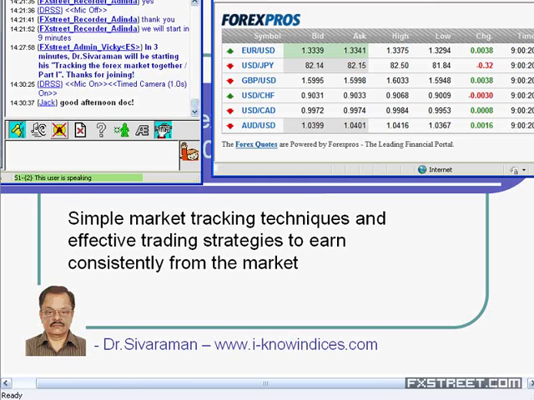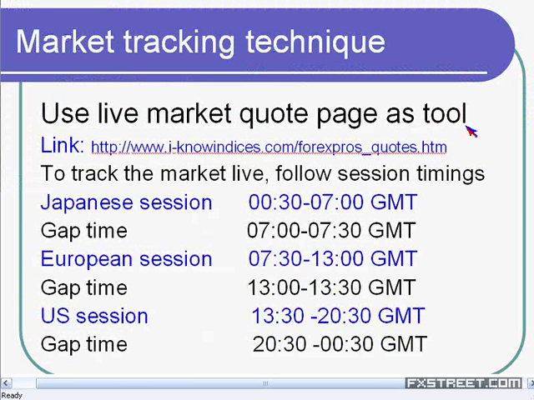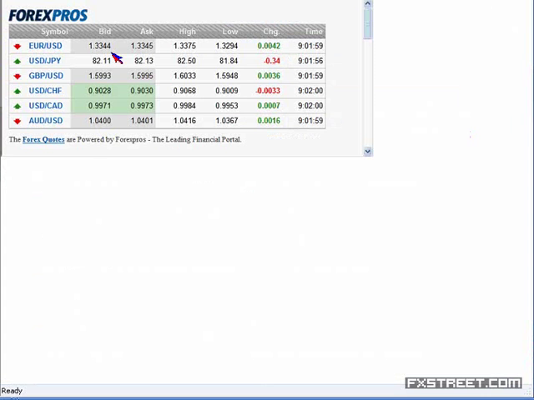So to track the market, we use the live market code page as the tool. So the link is displayed here. I'll also display the link in the .com window. You'll be able to see the link. I'll also focus the camera over the link. Now this is the link.